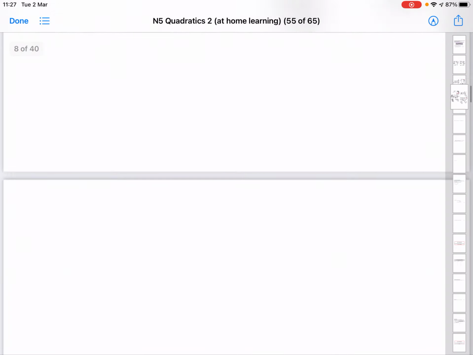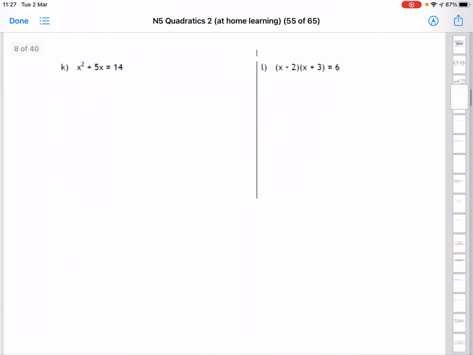Okay, on to our final 2 examples here, where we just need to do some rearranging before we solve. So over here for k, we have x squared plus 5x equals 14. Remember, way back at the beginning of the video, I said it has to say equals 0 before you factorise. So all we need to do here is just bring that 14 across. Take away 14 from both sides. That will make that then say equals 0.